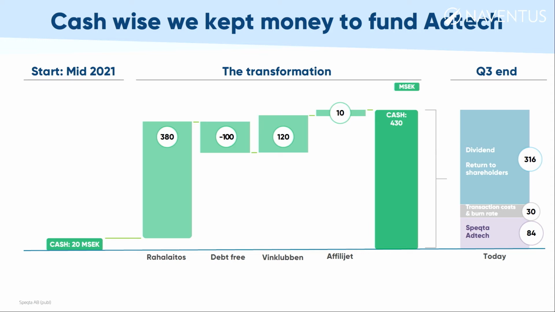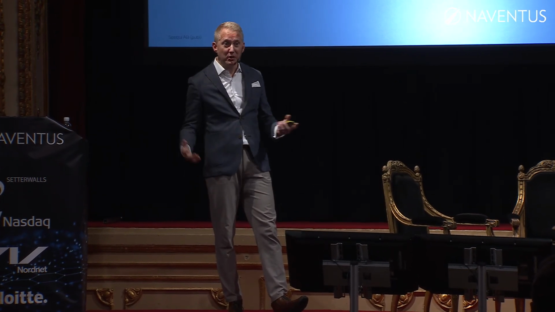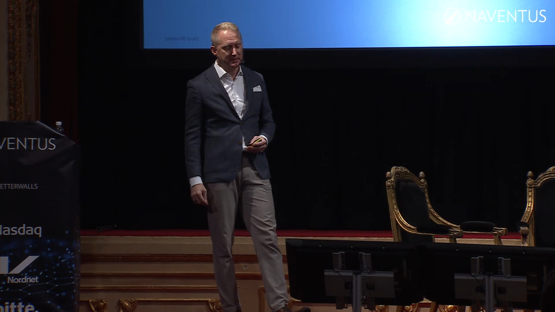So at that point of time, we only had around 20 million in cash. Then we did all these sales, we paid off our debts. We ended up with a cash pool of 430. We did a dividend of 316, a little transaction costs. So now at the end of Q3, we have 84 million still in the bank to push this more or less funded startup that we have.